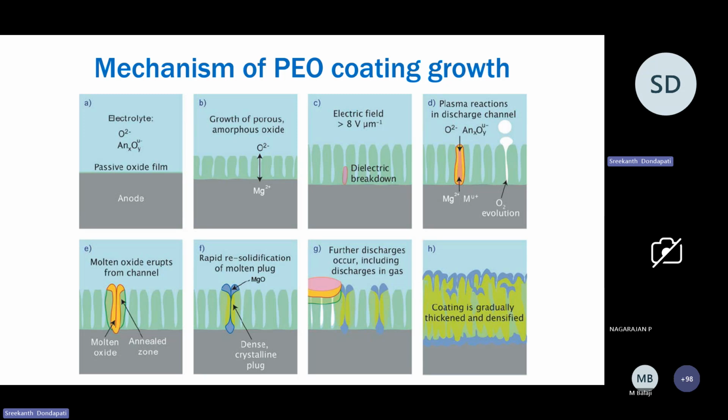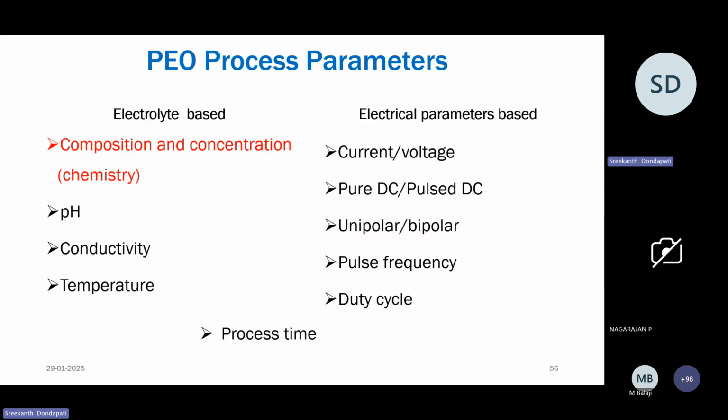The typical time of the coating process is around 10 minutes. It can sometimes go up to 20 minutes, depending on the current and voltage. When we talk about the process parameters of this process, there are two main factors. One is the electrolyte, and another is the electrical parameters. The electrolyte affects the characteristics of the coating: the chemistry of the electrolyte, its concentration, its pH, conductivity, and temperature. All these will influence your coating.